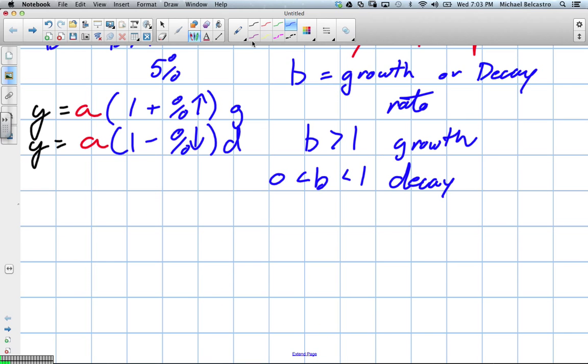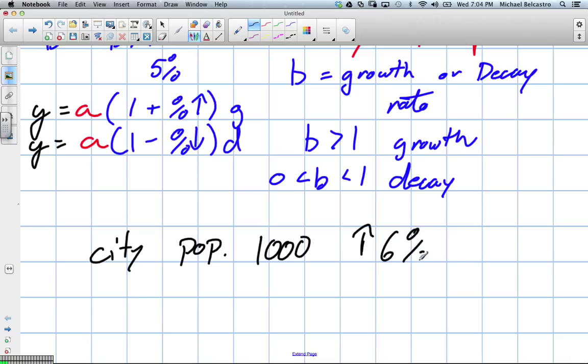Okay, so let's say we have a city with 1,000 people. So a city's population is 1,000. And we're not sure what's going to happen in the future. It's either going to grow by, let's say, 6%, or it's going to do the complete opposite and decay by 6%. So we're going to set up our two formulas in this case.